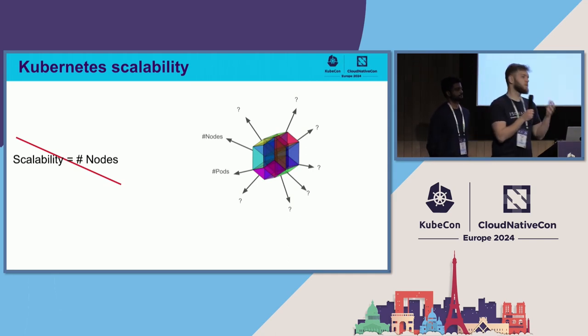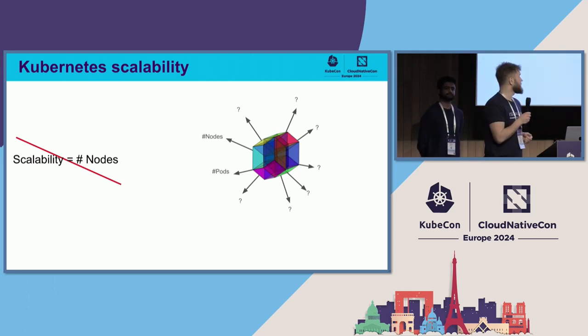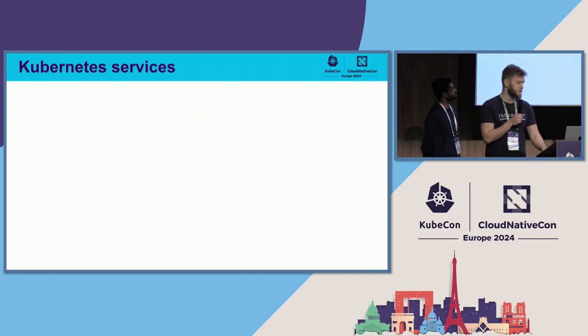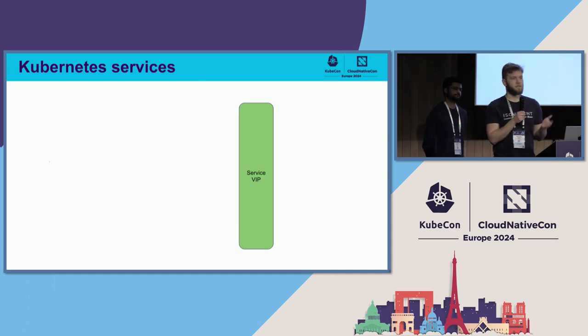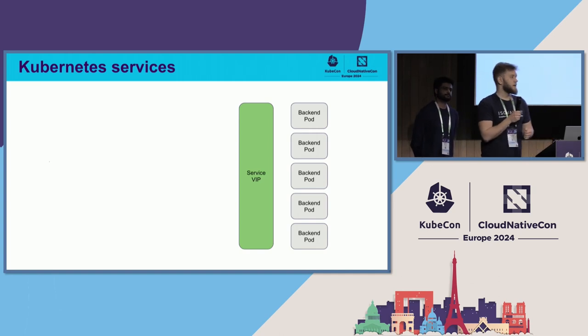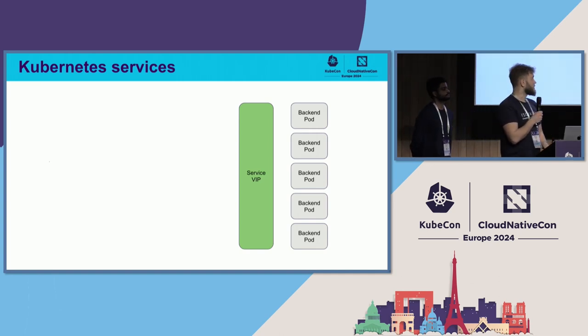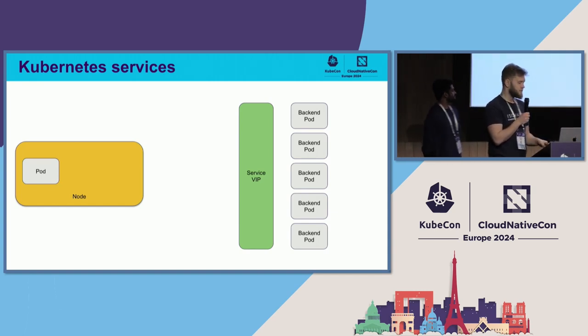So the question becomes, what are those other dimensions that we should care about when we are operating a Kubernetes cluster at scale? Now we will talk about two different Kubernetes features that probably all of you are familiar with, and think about how they affect scalability of Kubernetes. Let's start with Kubernetes services. The idea is quite simple. You define a service, the service gets a virtual IP or cluster IP assigned, and then you have a bunch of backend pods. From the client perspective, when you want to connect to the service, you initiate the connection to this virtual IP.